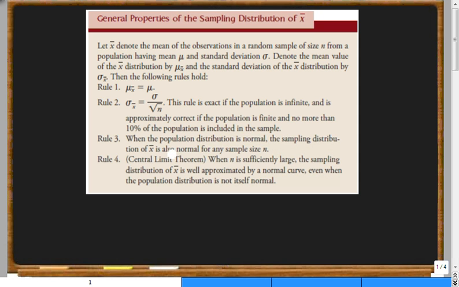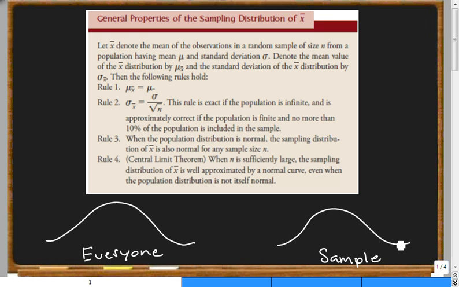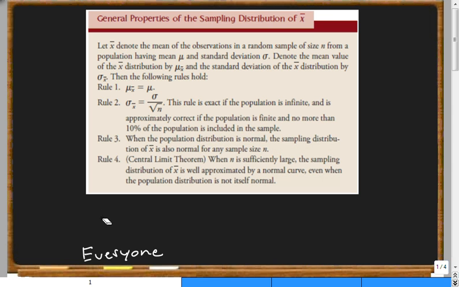Rule 3 says when the population distribution is normal, the sampling distribution of x bar is also normal for any sample size. So if we know that our population distribution, this is everyone, is normal, then our sampling distribution is also going to be normal. The shape will depend on our sample size, but it's going to be symmetric.